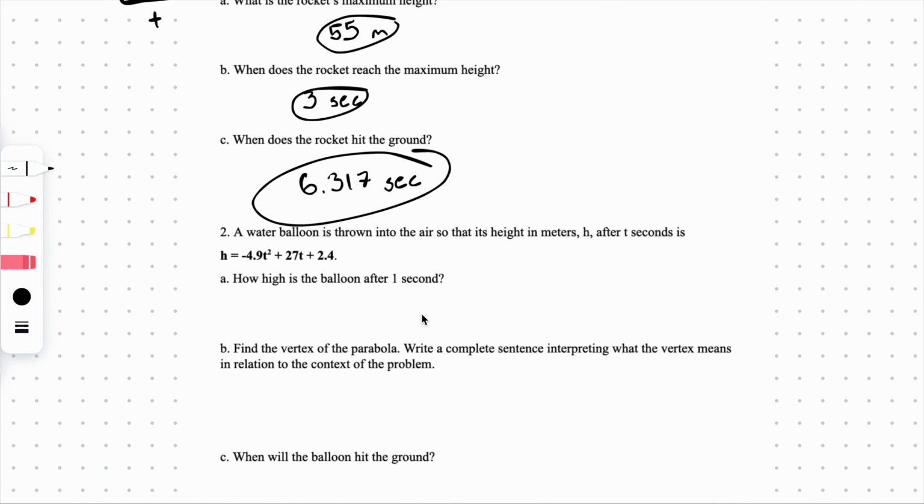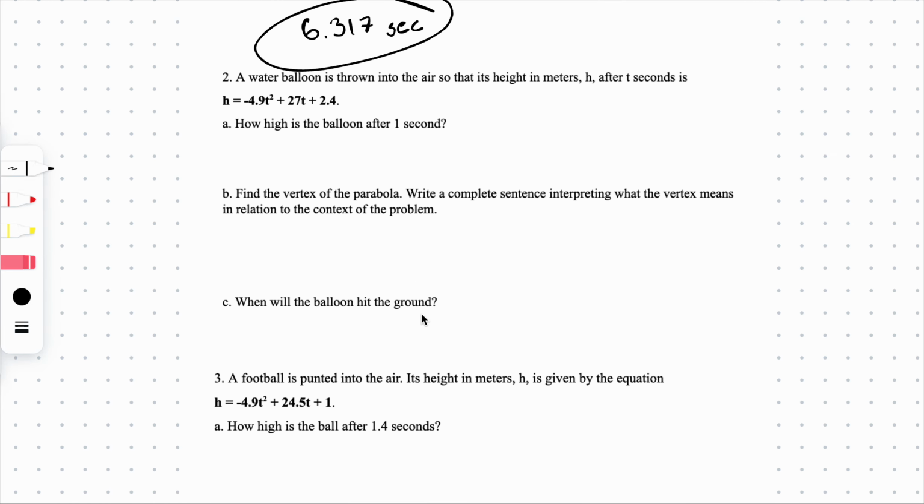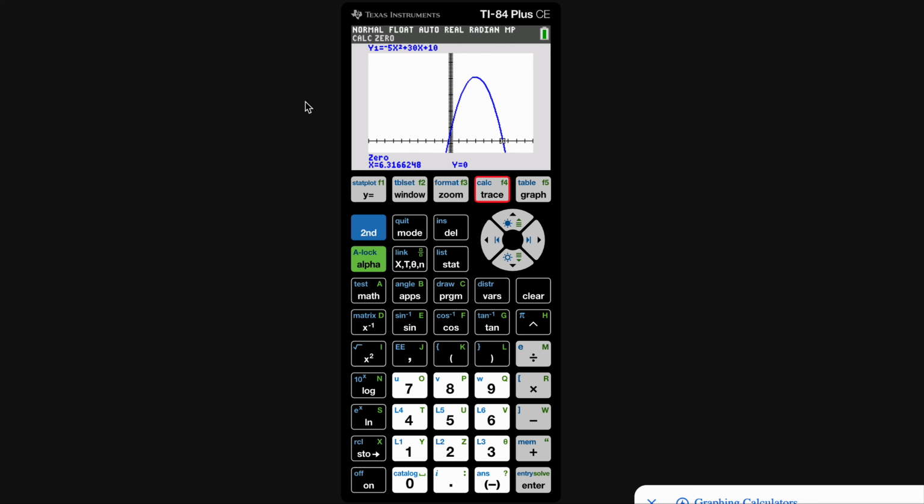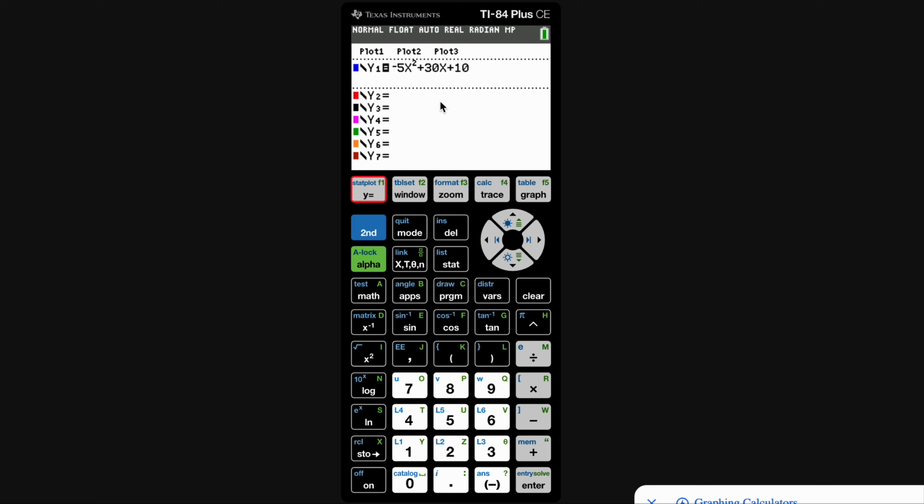Okay, let's do this second problem. A water balloon is thrown into the air so that its height in meters, h, after t seconds is modeled by h equals negative 4.9 t squared plus 27t plus 2.4. How high is the balloon after 1 second? So I'm going to go back here. Now the way we go back to our home screen is second mode. I'm going to press y equals again, and I'm just going to press clear.